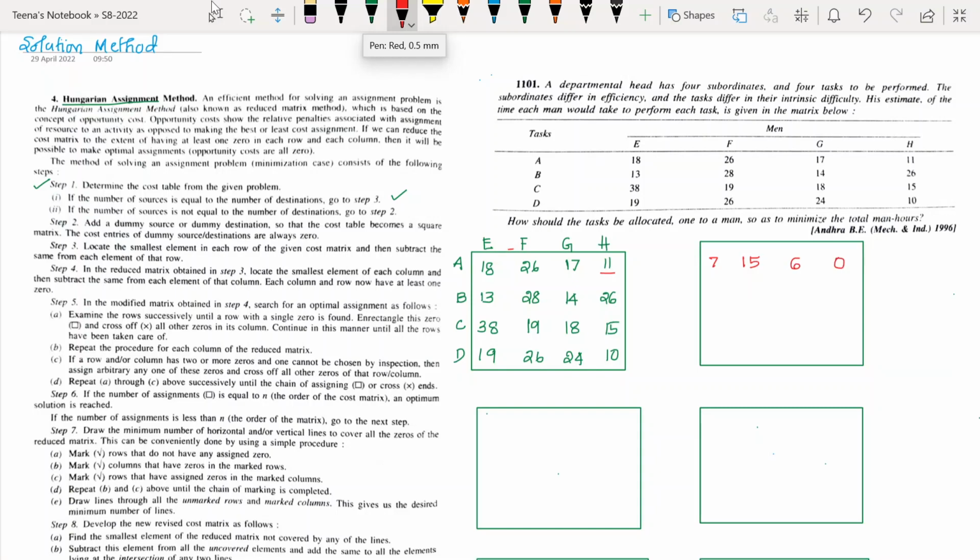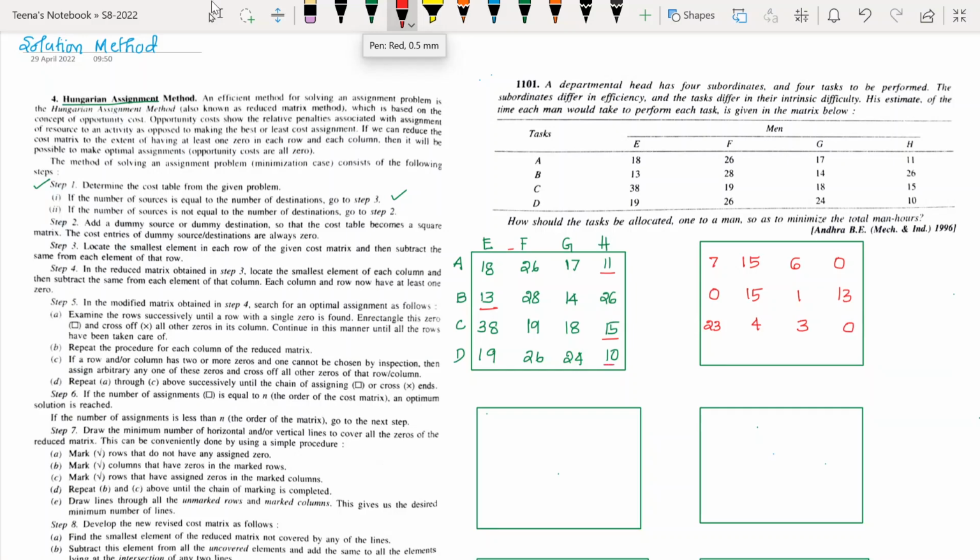minus 11. Now for the second row, the minimum value is 13, and we are going to subtract this 13 from every other element of the row. So the second element is 15, the third element is 1, the last element is 13. So by taking the difference between the other elements and 13, we have the modified second row. Now for the third row, the minimum element is 15, and we subtract 15 from every other element. So 38 minus 23, 38 minus 15, 19 minus 15, 18 minus 15, and then 15 minus 15.